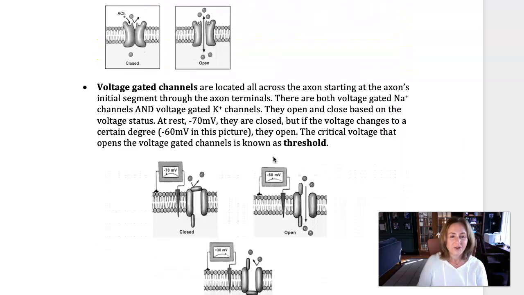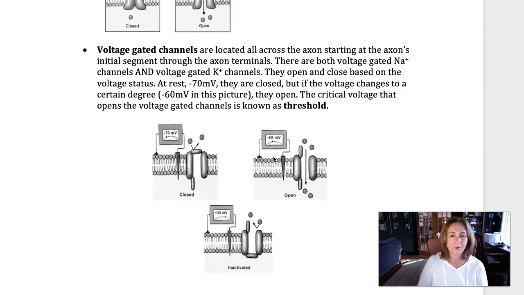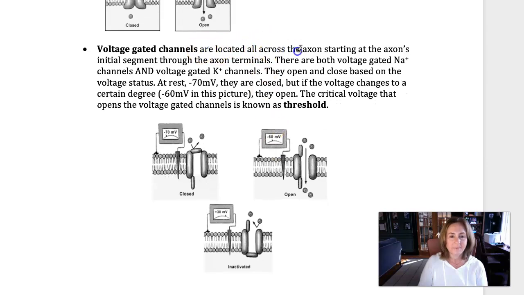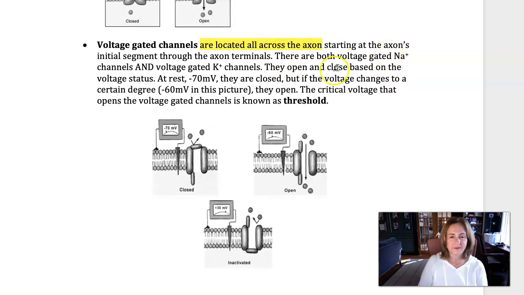The voltage-gated channels are located all across the axon, starting at the axon's initial segment through the axon terminals.